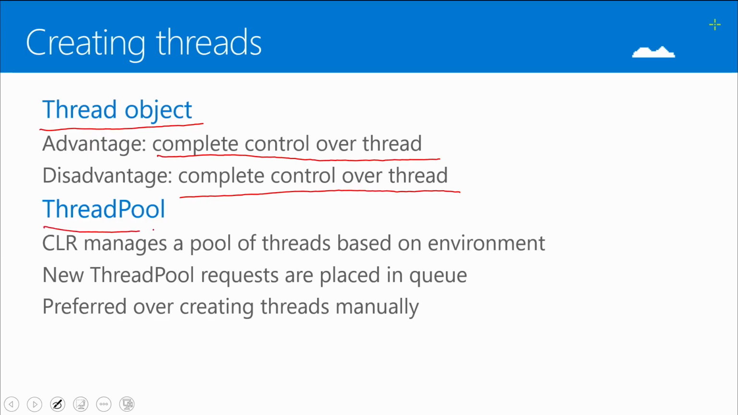Now, if you do still want to get relatively low level, but don't want to use the full thread object, this is where the thread pool comes into play. The CLR is actually going to manage a pool of threads for you, and it's going to be optimized based on the environment. The great advantage is this: if I create 5 thread objects, what I've instructed the CLR to do is to create 5 separate threads.